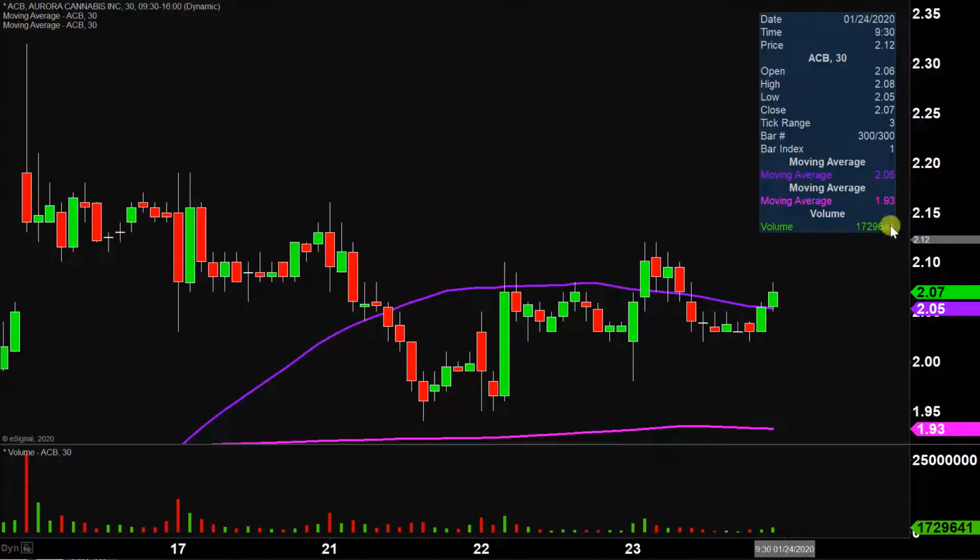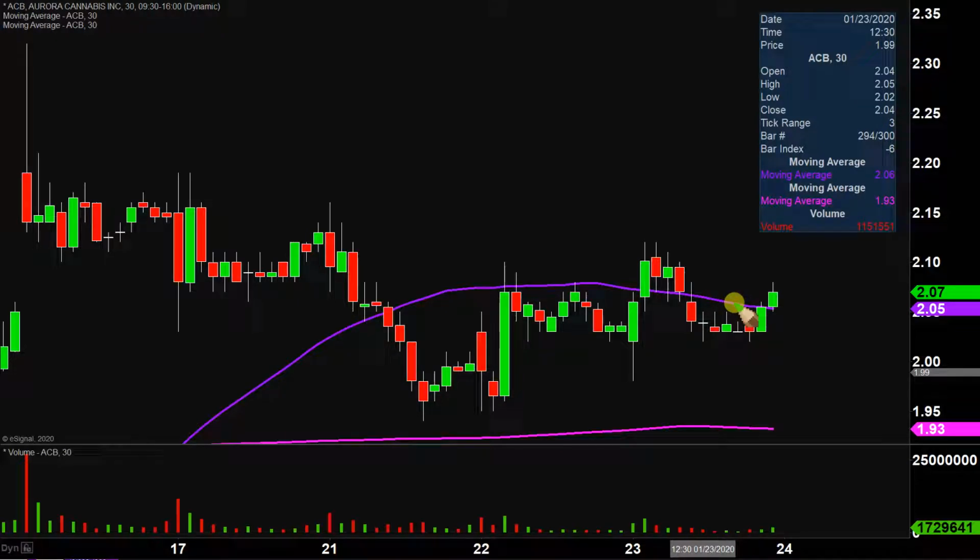Overall, a nice movement today on this one, especially when you factor in how things started off. Not the greatest start, a little bit of a gap down. Price flushed all the way down to that point, but from there was able to fight back and close right up where it did.